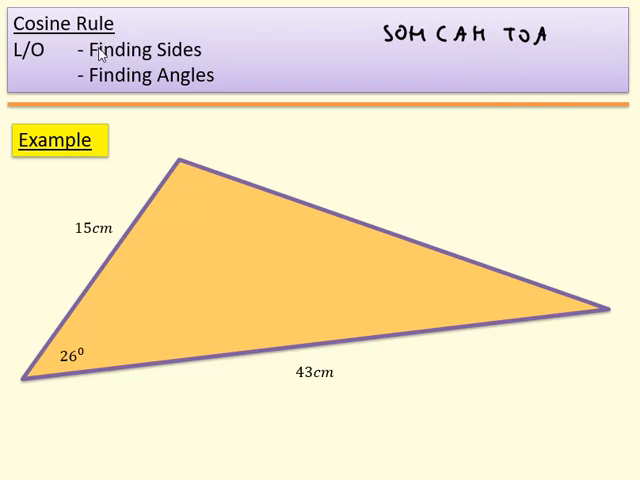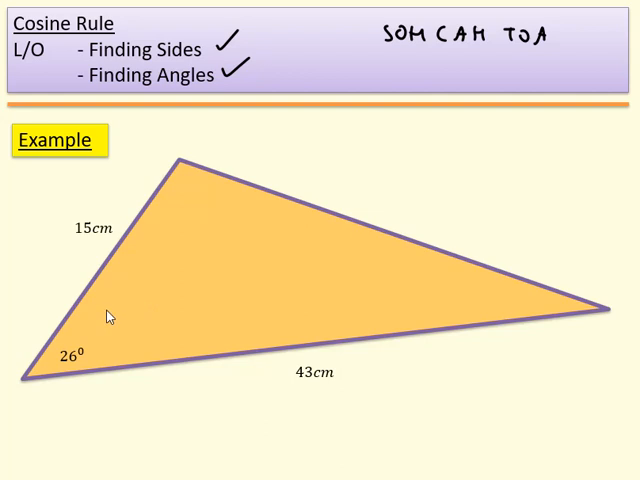The cosine rule is a new rule that works on any triangle. And again, it's useful for working out various different things about triangles. You can work out missing sides and missing angles. It kind of comes from SOHCAHTOA, but I'm not going to get into the details of where it comes from. I'm just going to give you an introduction on how to use it and the formula that you need to remember.